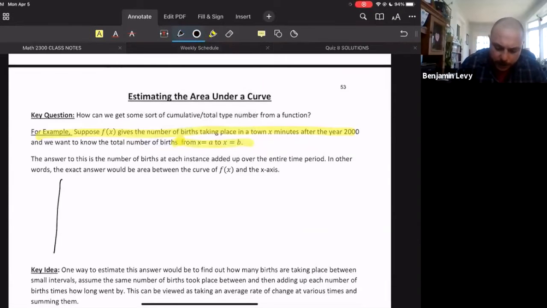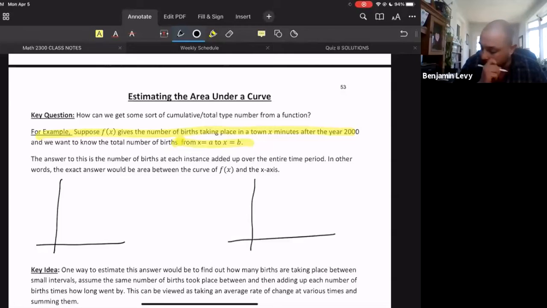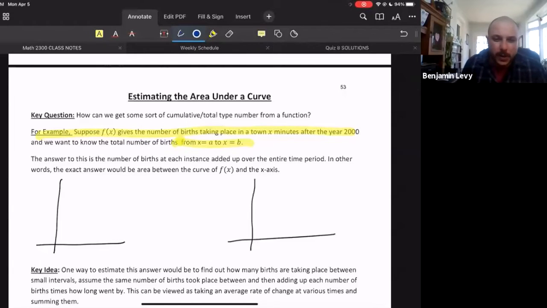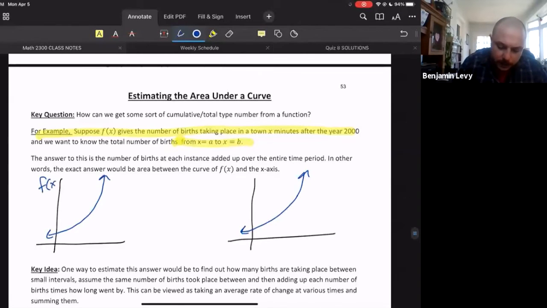So I'm going to try to draw the same picture twice. One's going to be the exact value and the other is going to be the estimate. Let's try to draw kind of like an extreme x squared value, or maybe almost exponential looking. So something that's kind of like this. And so this is our birth function, right? This is our f of x. It tells us how many births are taking place, and x is on the x-axis, of course.